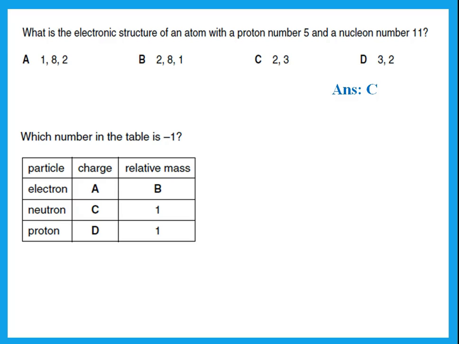Okay, which number in the table is minus 1? So which one is minus 1? The one that has a negative charge is the electron. So my answer must be A.